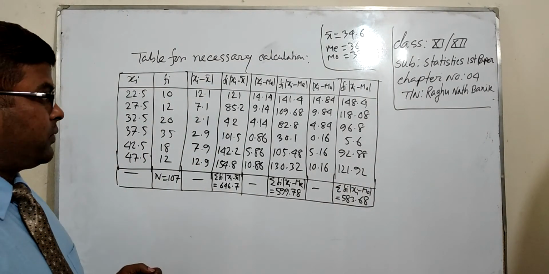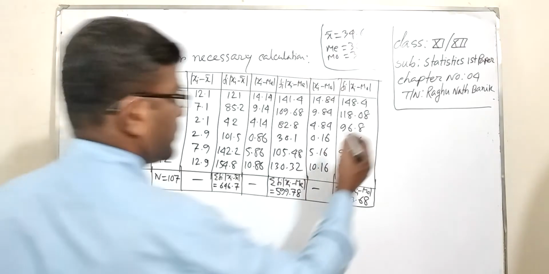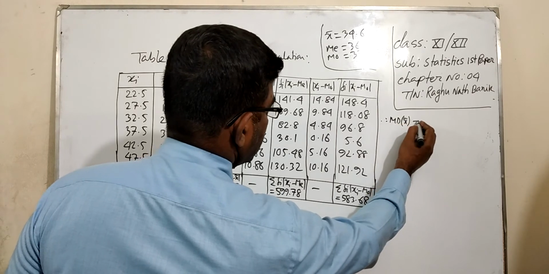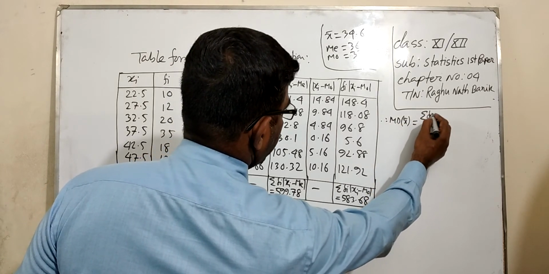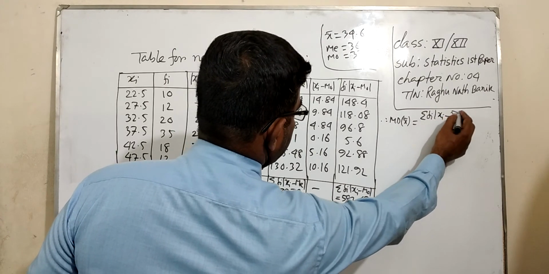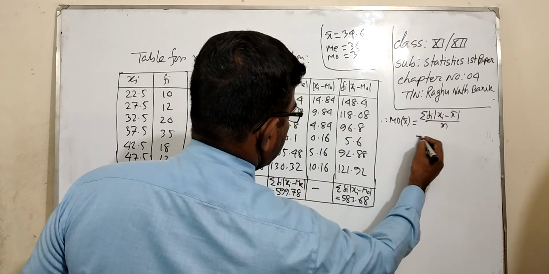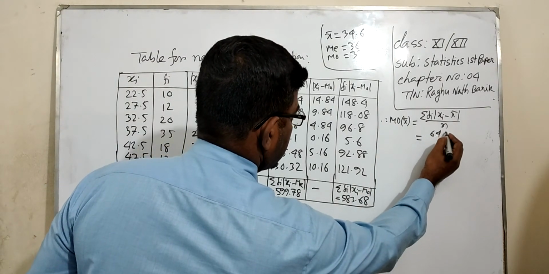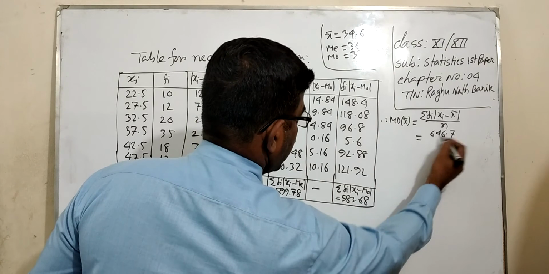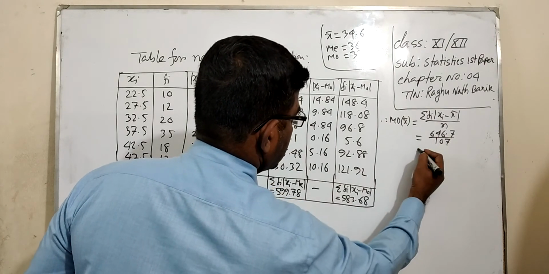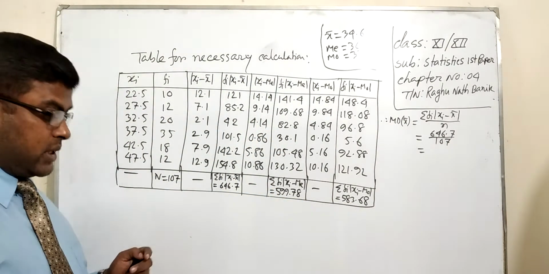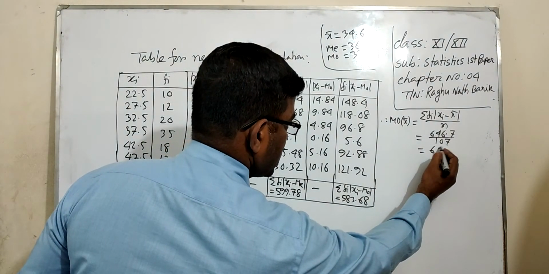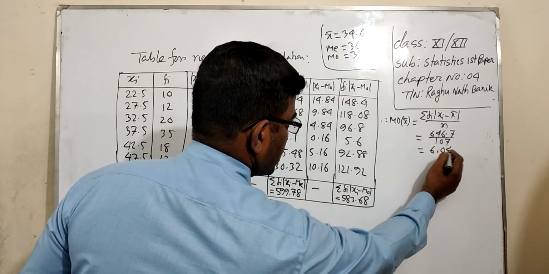Dear students, now we find the mean deviation about x bar. Mean deviation of x bar equal to summation Fi modulus Xi minus x bar divided by n. Putting the value 646.7 by 107, the mean deviation about x bar is 6.04.